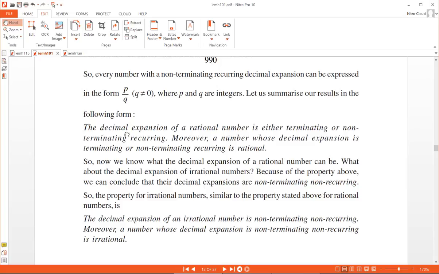So you have to remember that the decimal expansion of a rational number is either terminating, so it terminates like in the first case, or it is non-terminating but recurring. Moreover, a number whose decimal expansion is terminating or non-terminating recurring is rational. So to be able to determine whether a number is rational or not, you can simply expand it. If it is terminating, it is a rational number. If it is non-terminating but recurring, it is again a rational number. And vice versa is true for irrational.